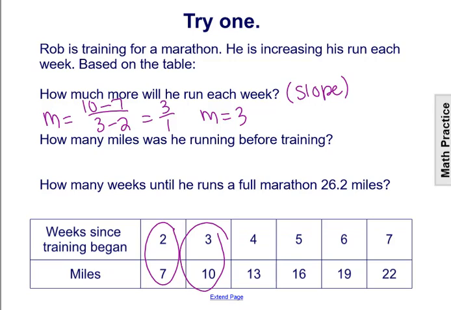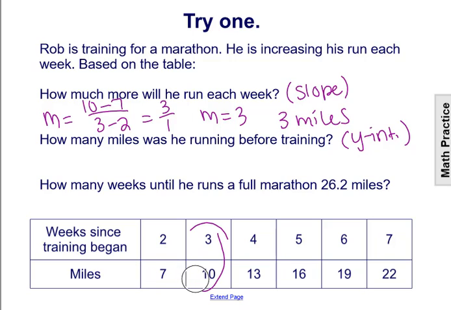So how much more will he run each week? He will run 3 miles more each week. How many miles was he running before training? So before the weeks began, or weeks equals 0, that's asking to find the y-intercept. So we don't have the x value of x equals 0 given to us in the table. So we're going to have to use the slope backwards to find that value.